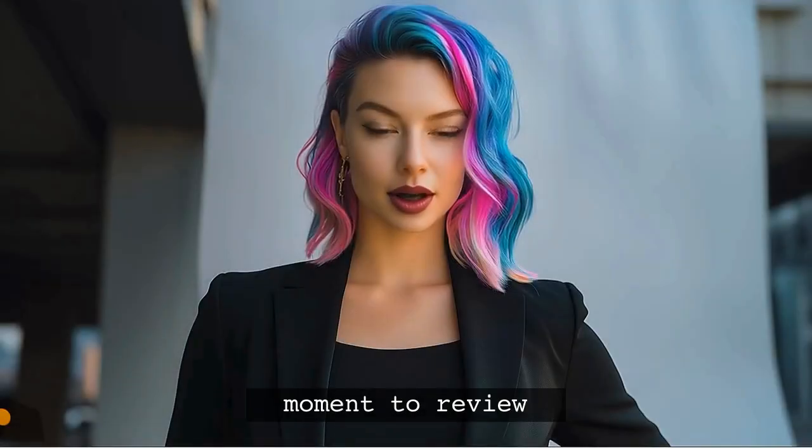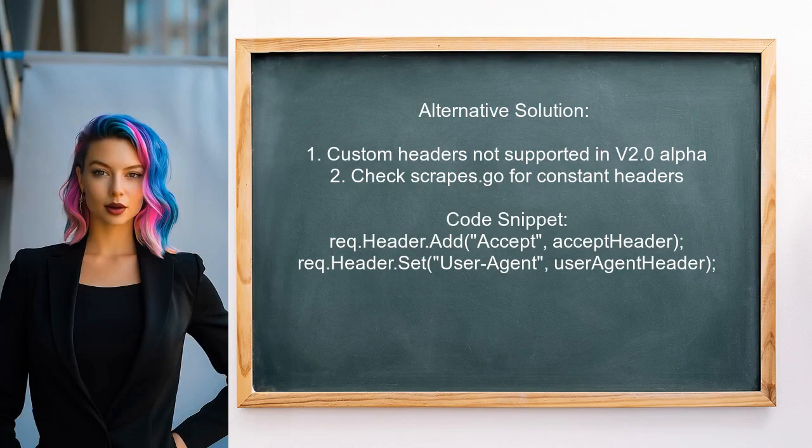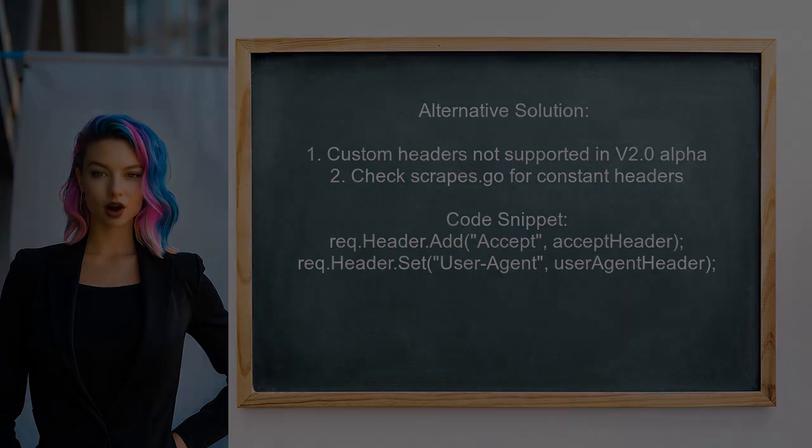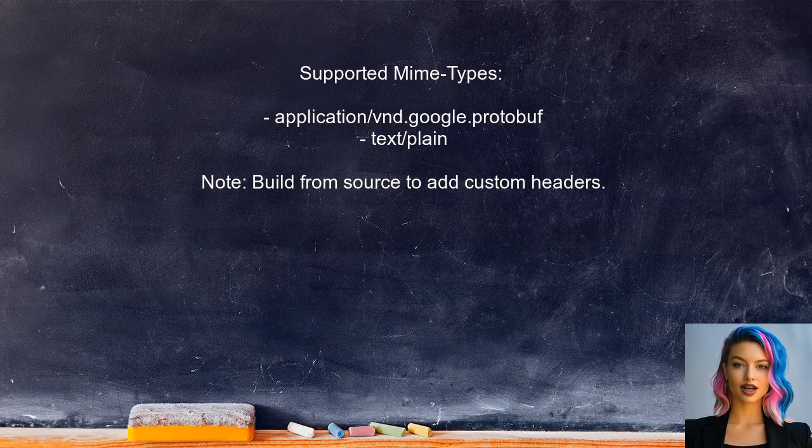Let's take a moment to review another user's answer. This user points out that adding a custom header in Prometheus is not supported in the current version, which is v2.0 alpha. They reference the scrapes.go file in the master branch, where you can see some constant headers that are attached to requests. They mention that there are basic MIME types supported, such as application/vnd.google.protobuf and text/plain.